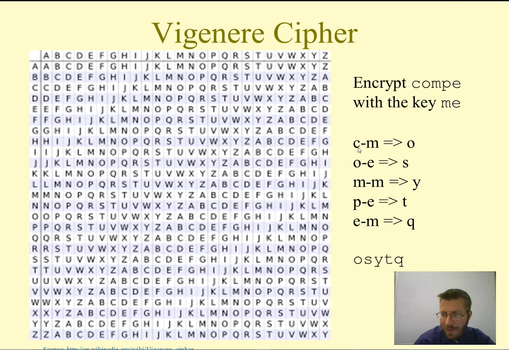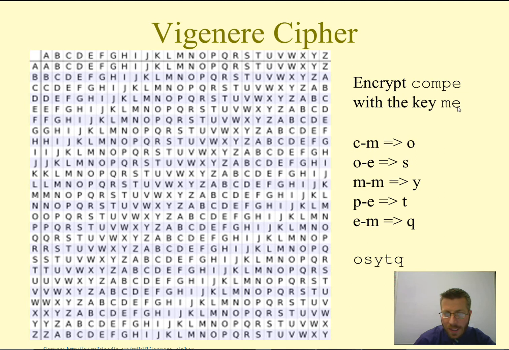So what I've done is I've taken my C from COMPE, taken my M from my key ME, and it generated the letter O. Now next I'm going to take O from COMPE and pair it up with E from ME, and you see that the letter is S. So O with an E gives me an S. Next I have M in COMPE. Now you see that my key ran out, so I just keep duplicating it. I go back to the beginning, which is another M, so I have M paired with an M. Here's my M, I go down to my M here, which is a Y. So M with an M gives me a Y.